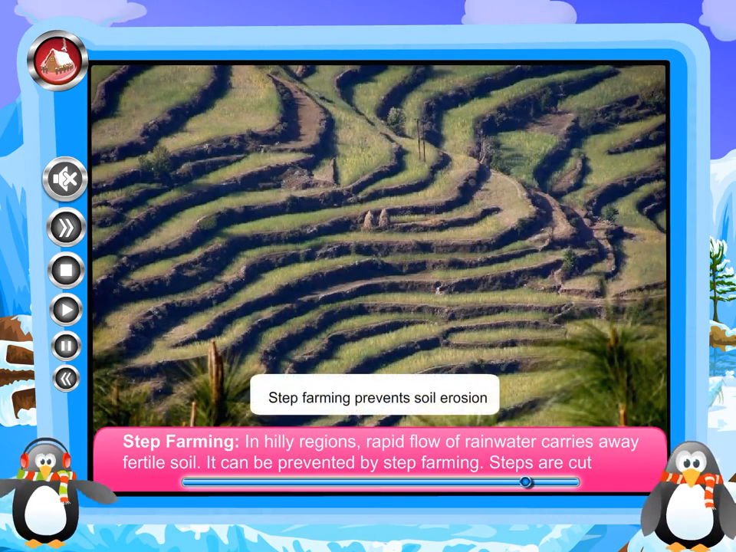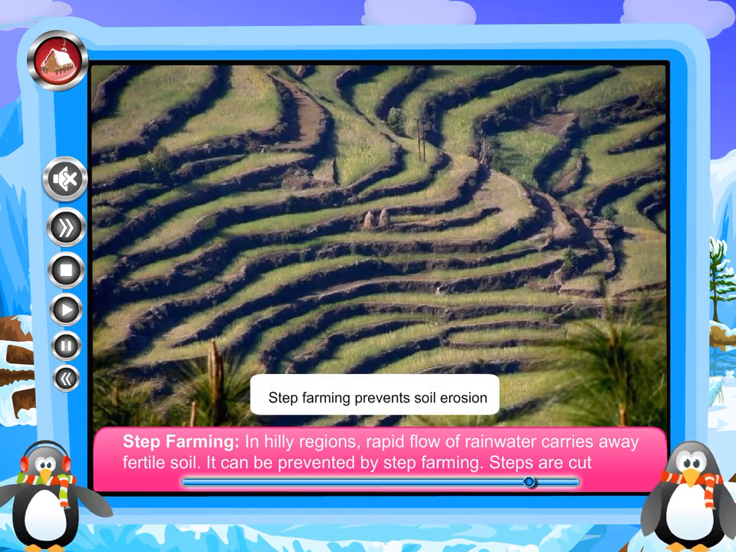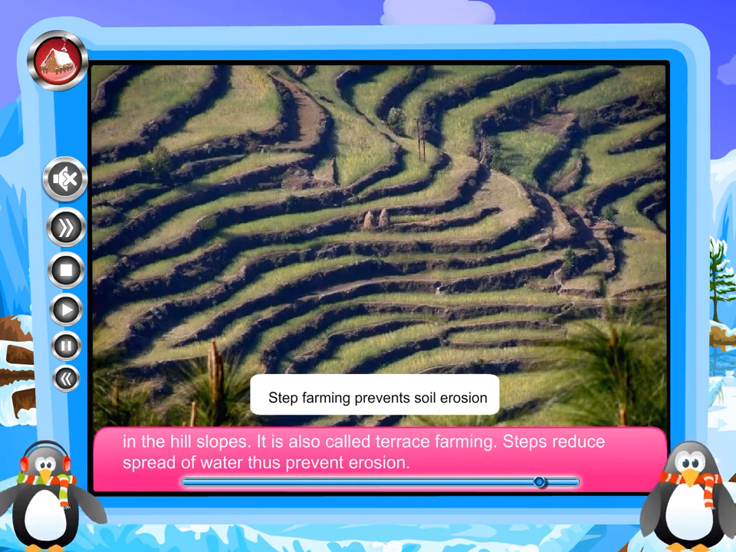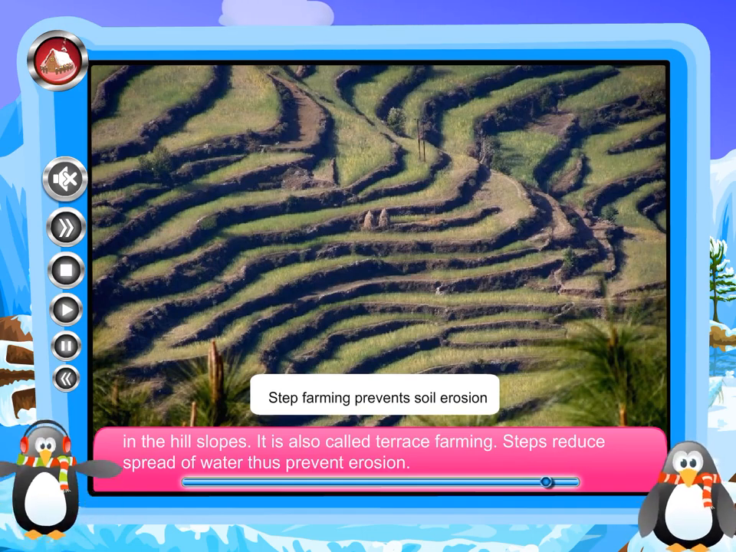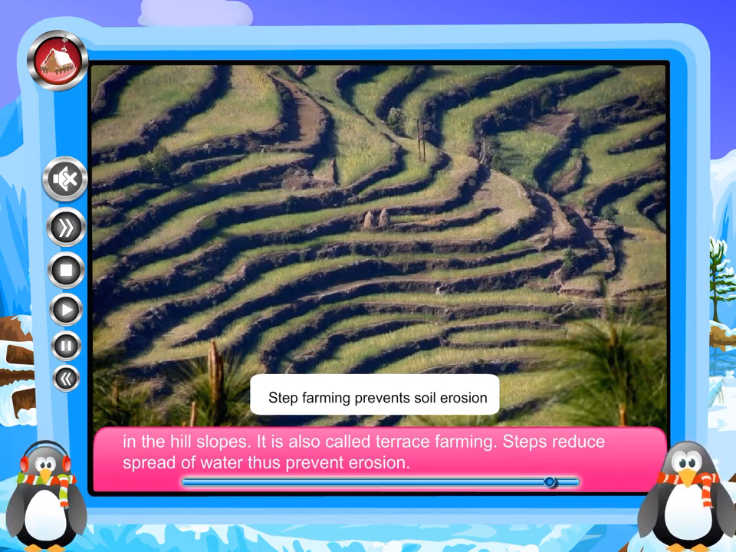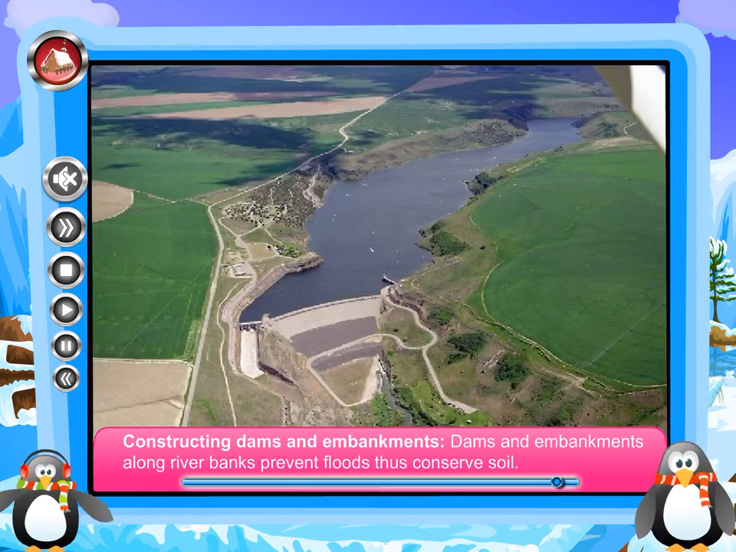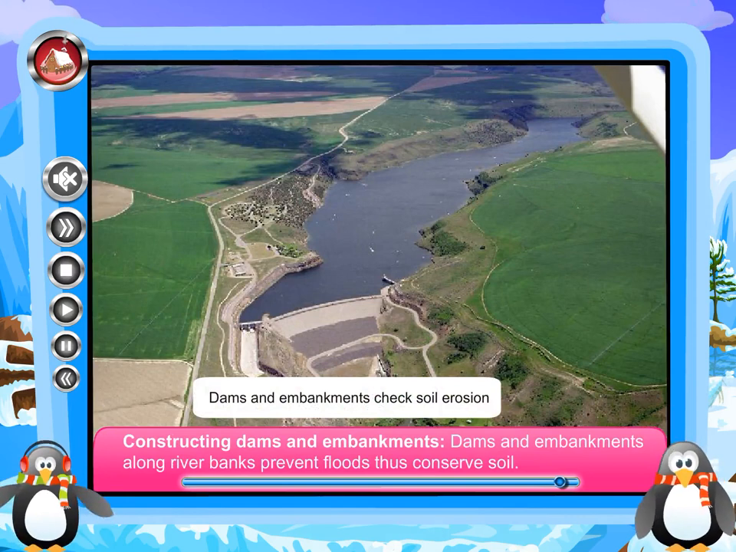Step farming. In hilly regions, rapid flow of rainwater carries away fertile soil. It can be prevented by step farming. Steps are cut in the hill slopes. It is also called terrace farming. Steps reduce spread of water, thus prevent erosion. Constructing dams and embankments. Dams and embankments along river banks prevent floods, thus conserve soil.